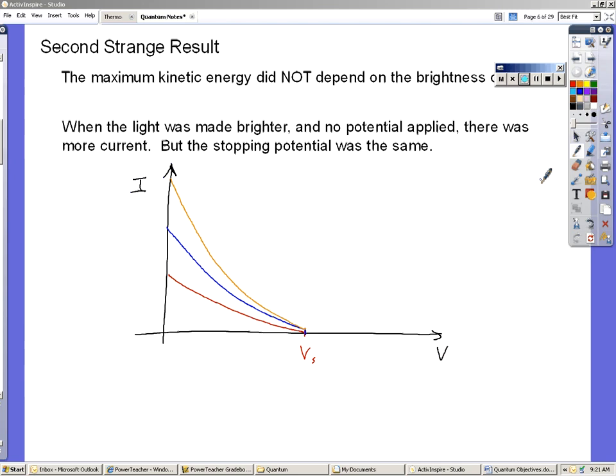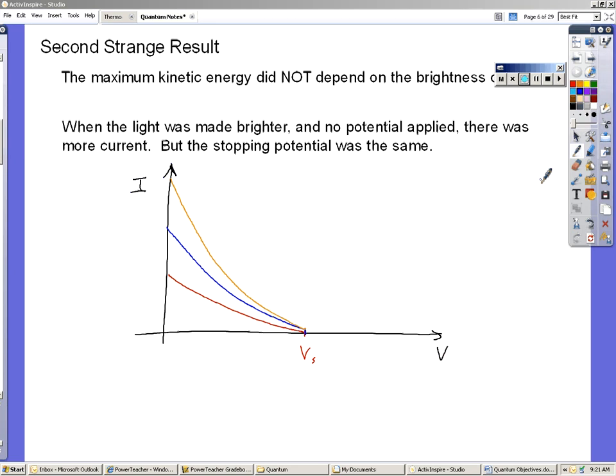Welcome to the second installment of quantum mechanics. Last time we learned about the photoelectric effect. You shine light on a metal, it ejects electrons. We can measure the energy of those electrons by looking at stopping potential.